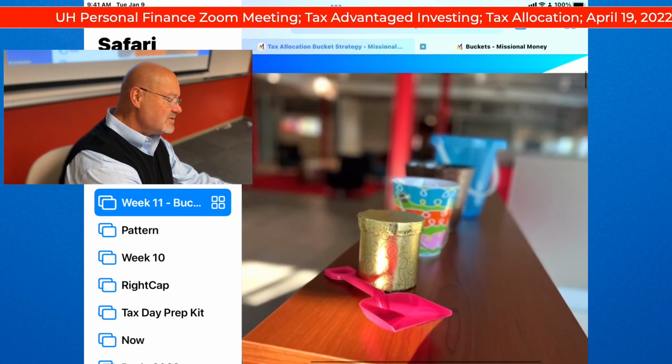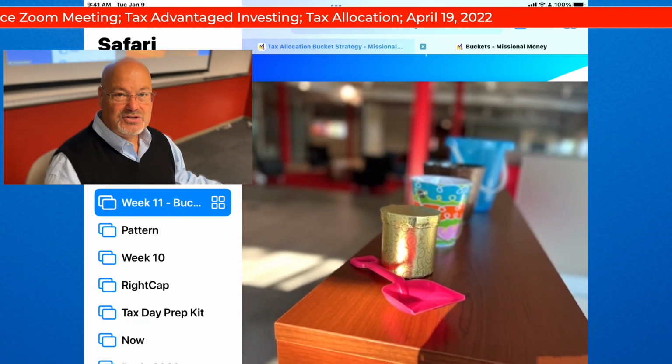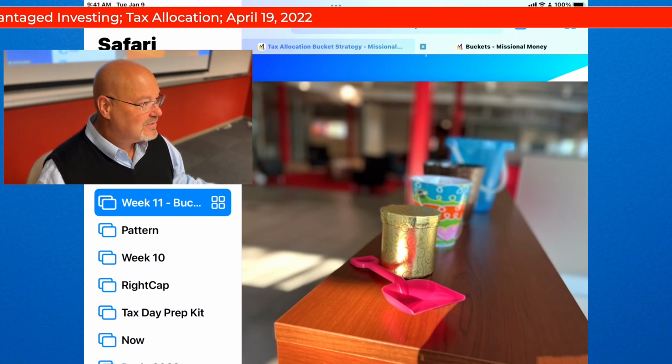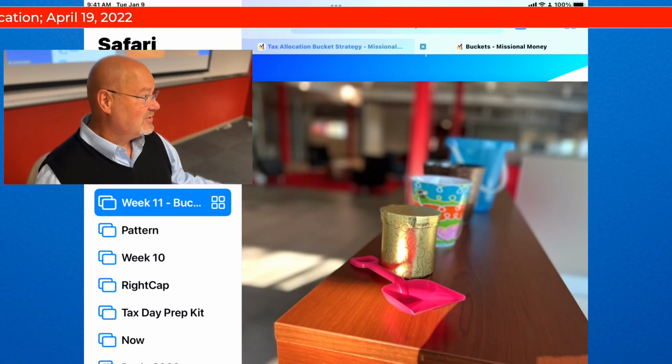So you look at this picture right here and you see a shovel. Let me tell you what the shovel means, by the way. Does anybody want to take a guess at what the shovel is? It's very important in the wealth building machinery.